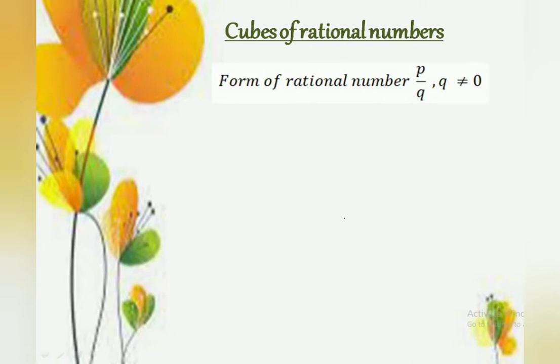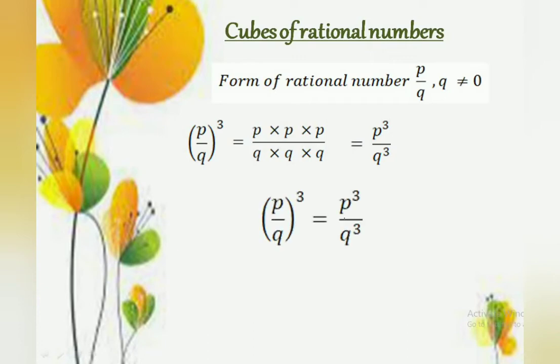How can we find the cube of a rational number? P by q the whole cube is equal to p by q into p by q into p by q. That we can write in this form. Correct? In the numerator there will be p into p into p, and in the denominator there will be q into q into q. We can write it as p cube by q cube. P by q the whole cube is equal to p cube by q cube.